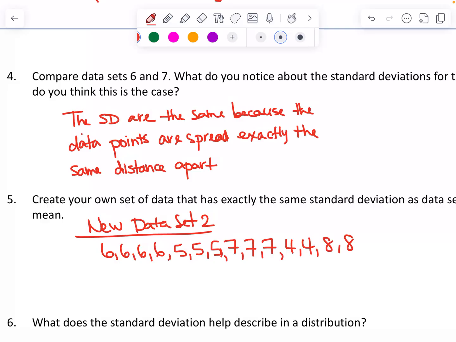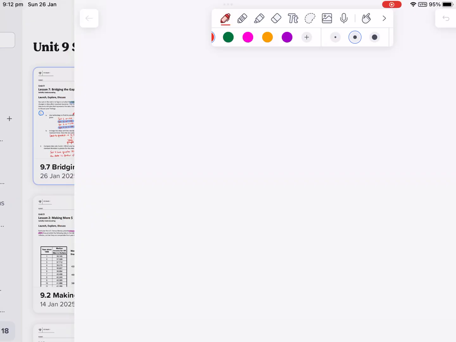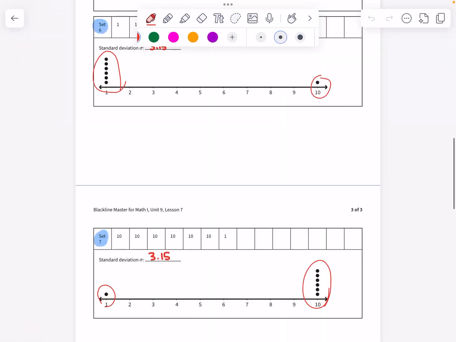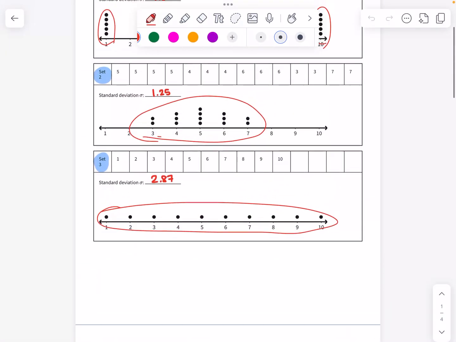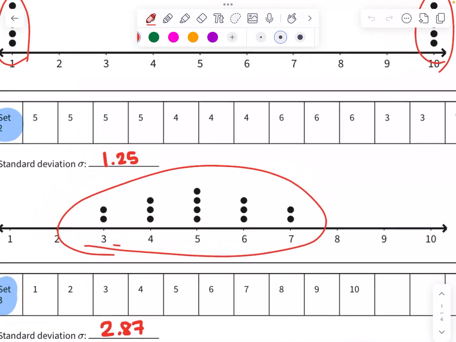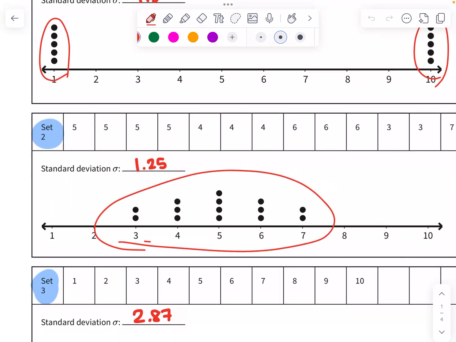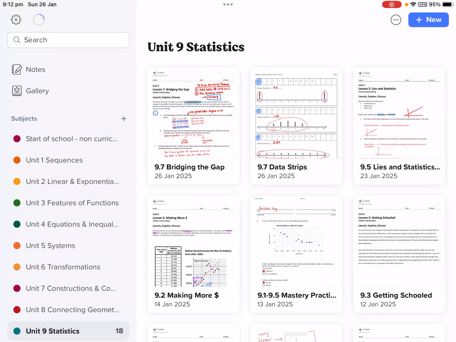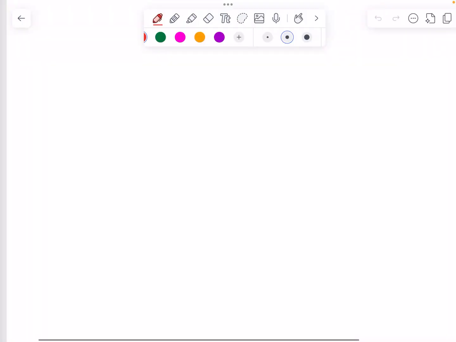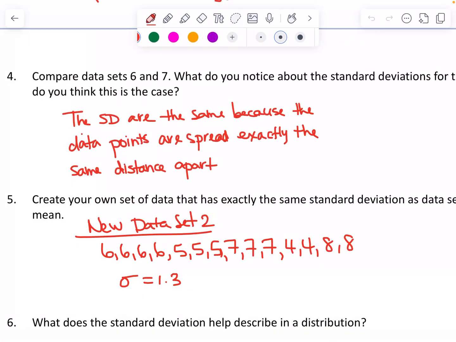Let's verify that's set 2. Set 2 right here. Yeah, 1.25, 1.3. But our mean is shifted to the right. So let's look back at here. Let's see what the mean is for this data set.